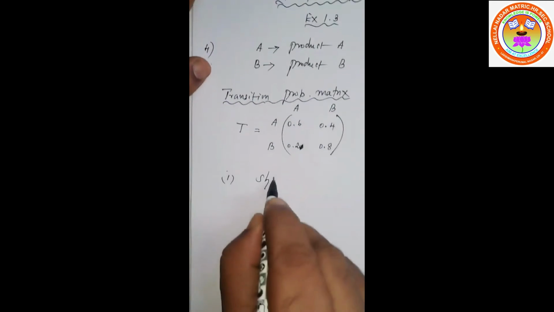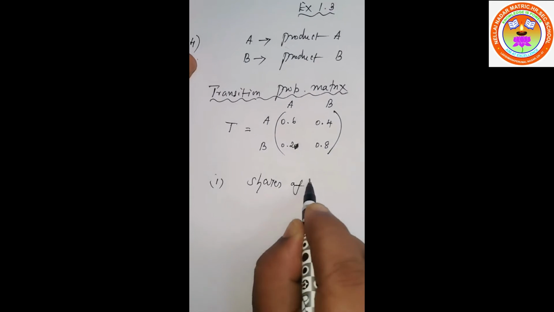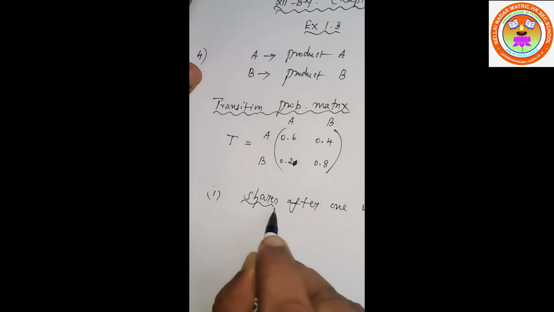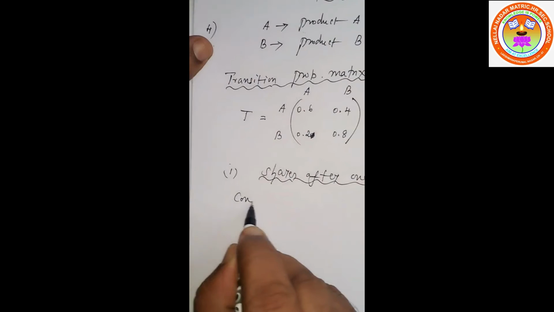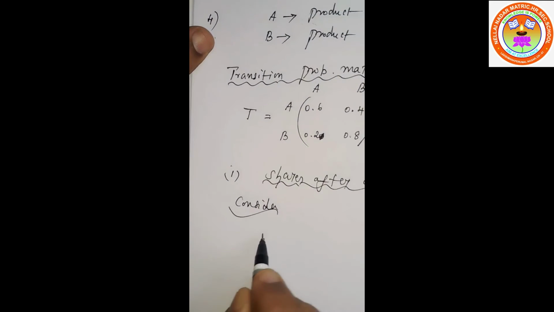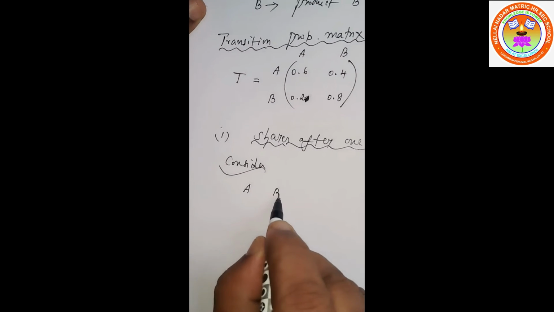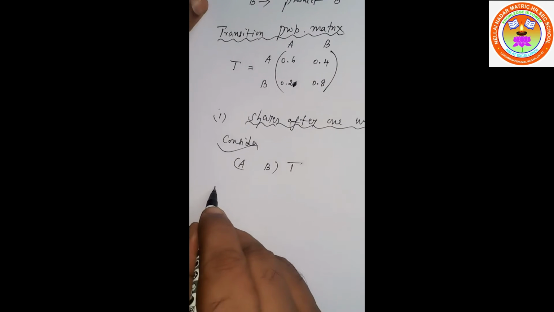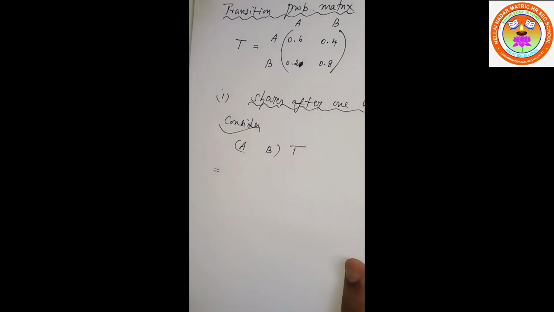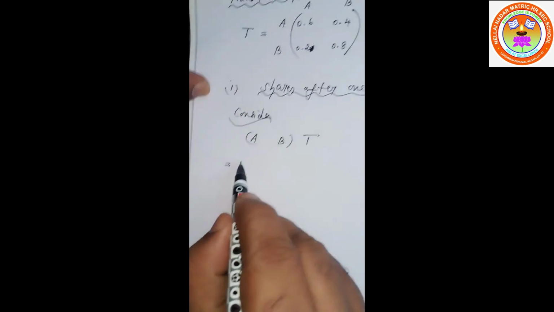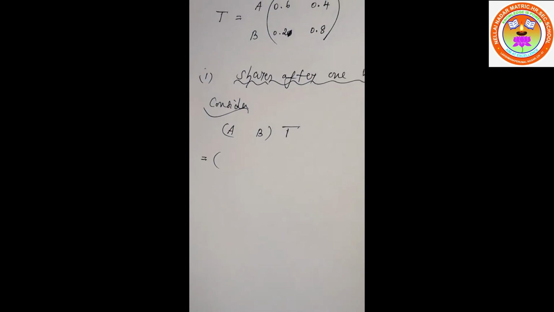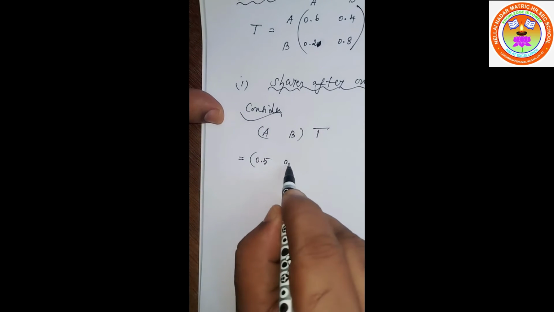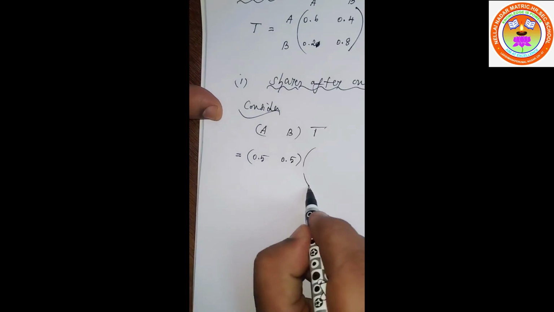Now, shares after 1 week. After 1 week, consider products A and B with the transition matrix. Multiply with the transition matrix. Current share for A and B is given as 50-50. Right, 50-50. That is 0.5, 0.5 into the transition matrix.